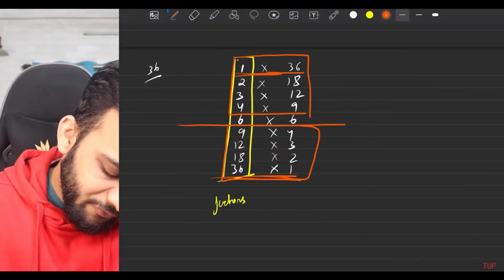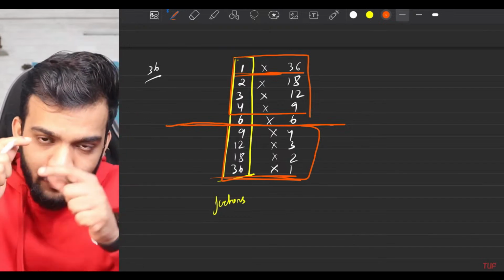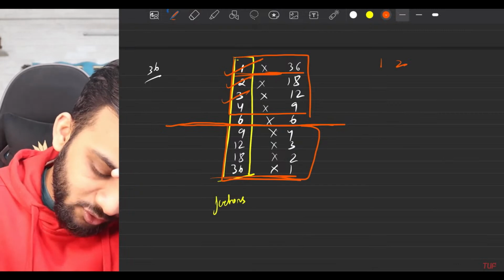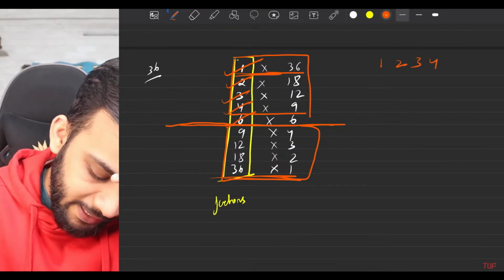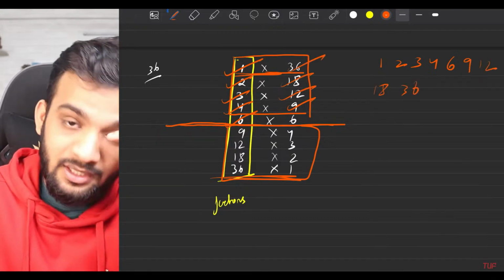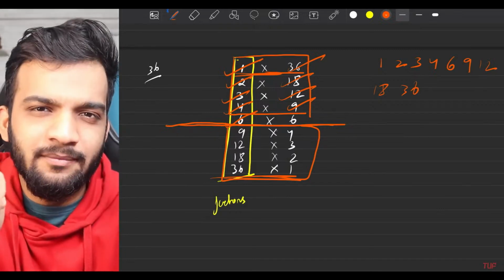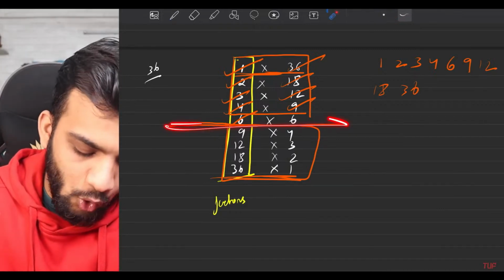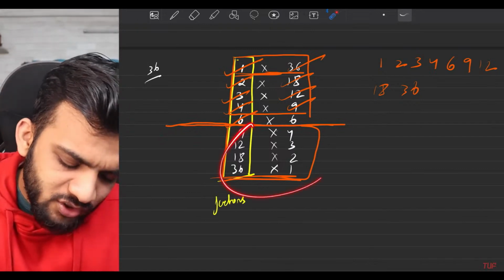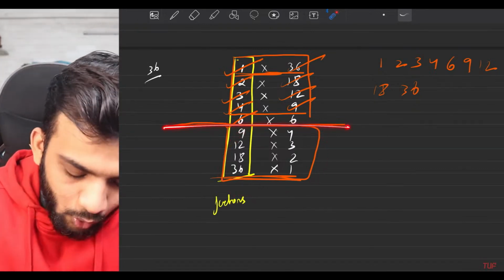So can I say, even if I consider everything before the orange line, I will get 1, I'll get 2, I'll get 3, I'll get 4, I'll get 6, I'll get 9, I'll get 12, I'll get 18, and I'll get 36. Even if I take everything before this orange line, do I get all the factors? I do. So do I need to go beyond this orange line? No.